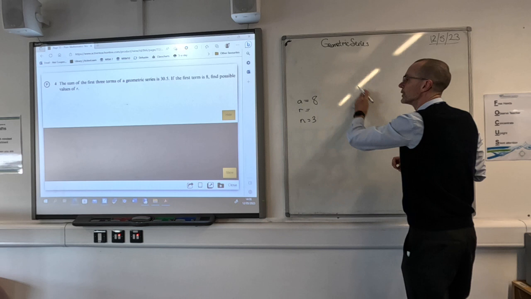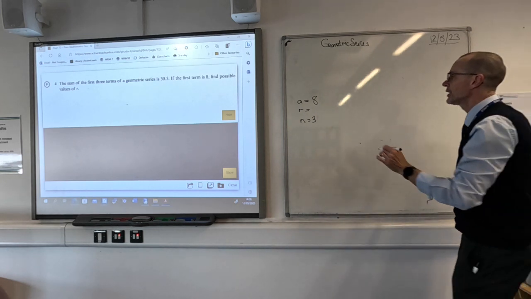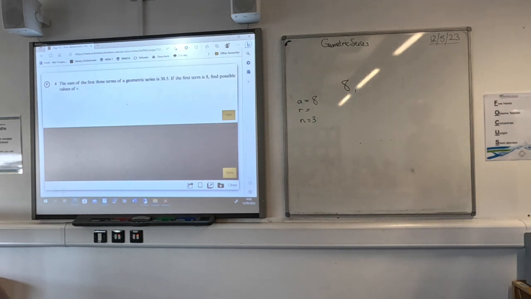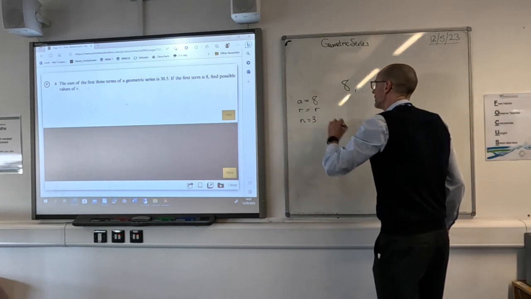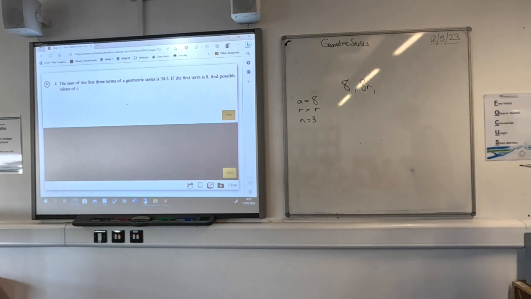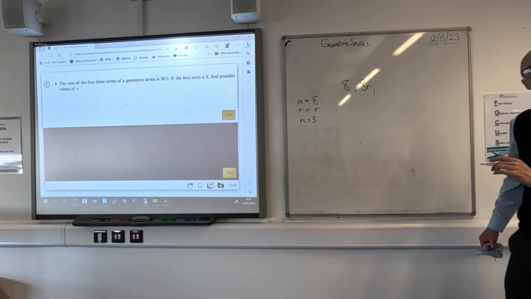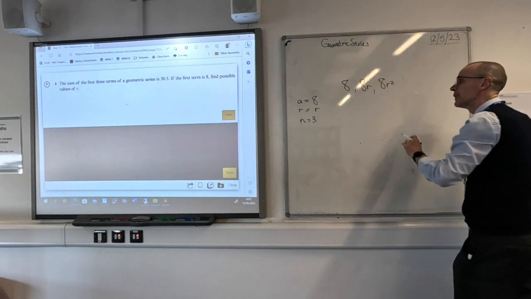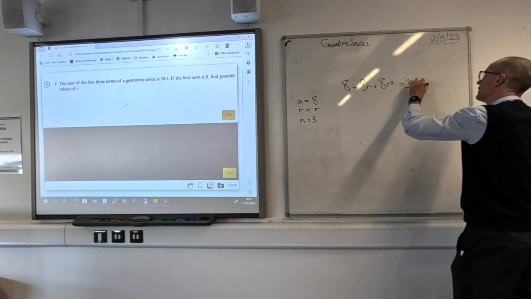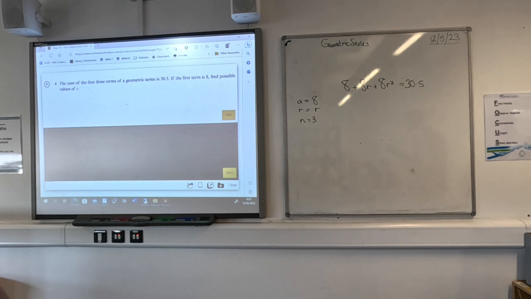We say, okay, this sequence, we're only dealing with 3 terms. If the first term is 8, give me some algebra, Callum, for the second term. 8 times r. And Arthur, give me some algebra for the third term. 8 times r squared. 8r squared. And we're told that the sum of those 3 terms is 30.5. That is a quadratic.